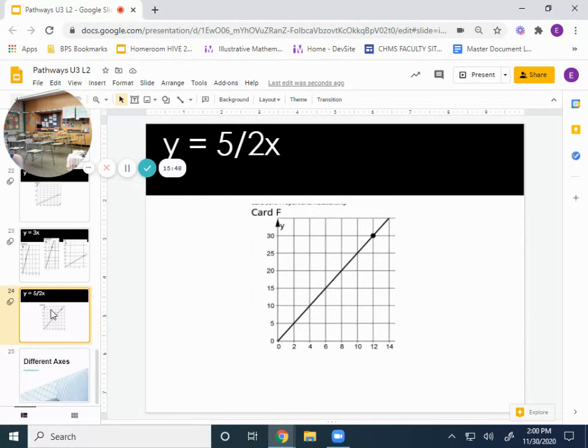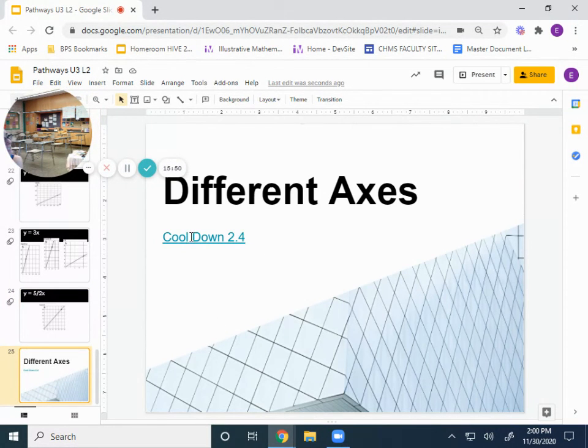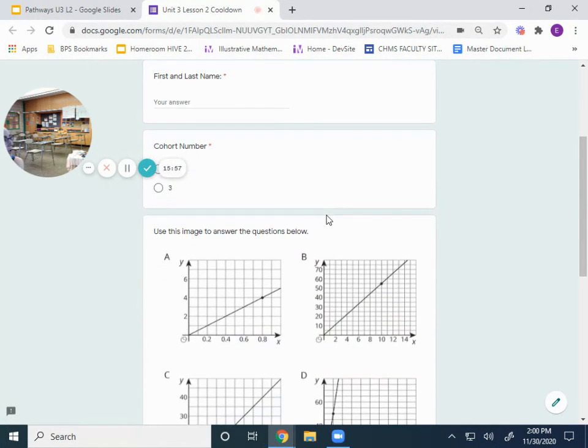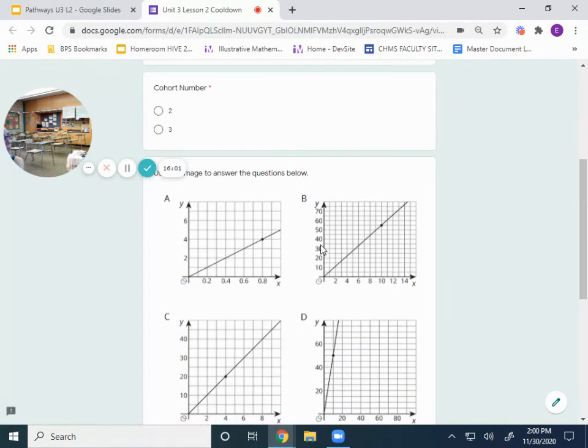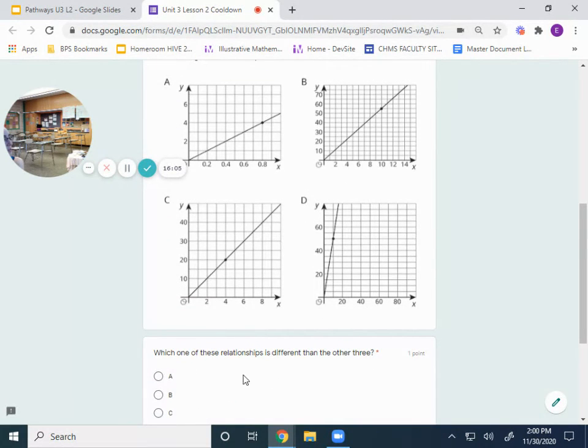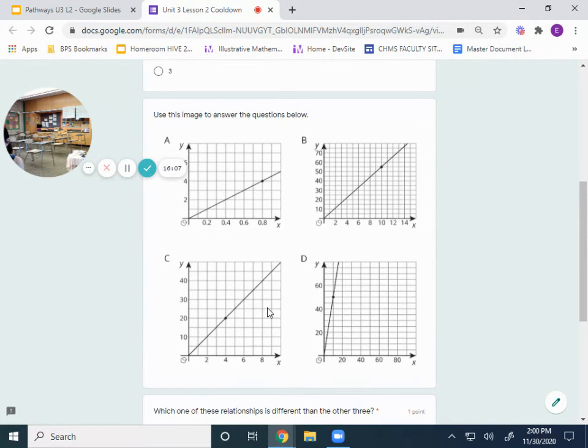So now, to finish off for today, your homework for this evening is going to be this cool down, 2.4. You're coming in, you're doing your first name, last name, cohort number, and you're going to use this image to answer the questions below. So you have 4 graphs here. Which one of these relationships is different than the other 3? So that means you need to look at the slopes and calculate the slopes of all 4 of these graphs. And then one of those lines is going to have a different slope.